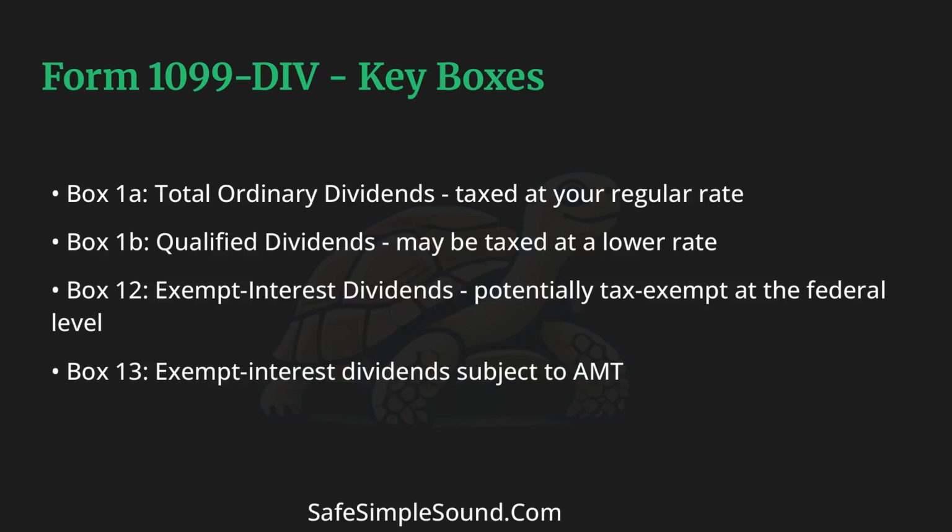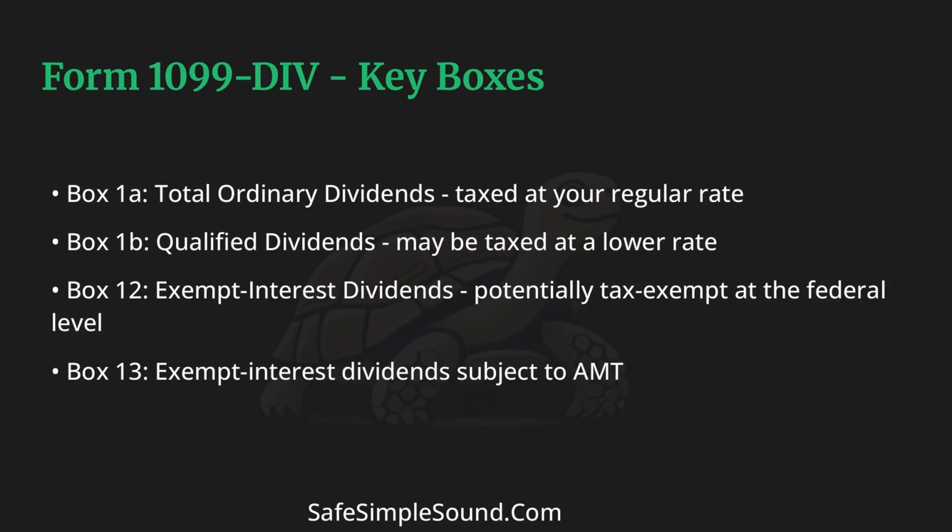Let's peek inside this form because understanding a few key boxes makes things much clearer. First up is Box 1A, Total Ordinary Dividends. This shows the total amount of ordinary dividends you received. Remember, this is the portion generally taxed at your regular income rate. Right below it, you'll find Box 1B, Qualified Dividends. Now, this is crucial. Box 1B shows how much of the total amount listed in Box 1A is actually considered qualified dividends. So the amount in 1B is part of the amount in 1A, but it's the portion that potentially gets that favorable lower tax rate.